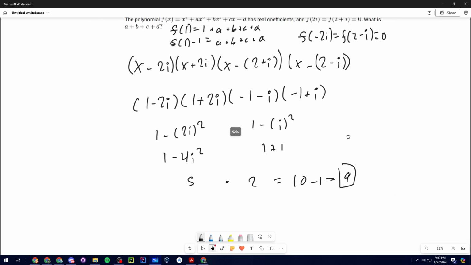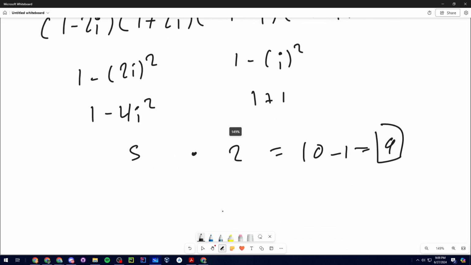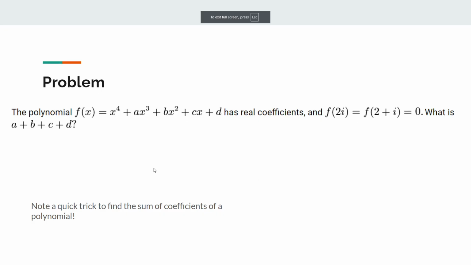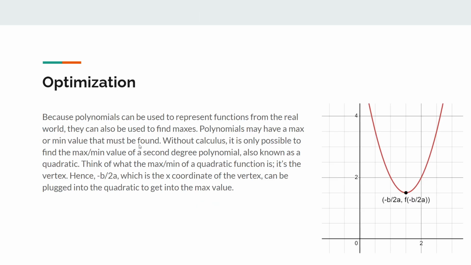So there are a lot of tricks you can use, but conjugate pairs really help you. It's actually really useful because you find a root without even needing to do any work. It's just like free. So the last one is optimization.